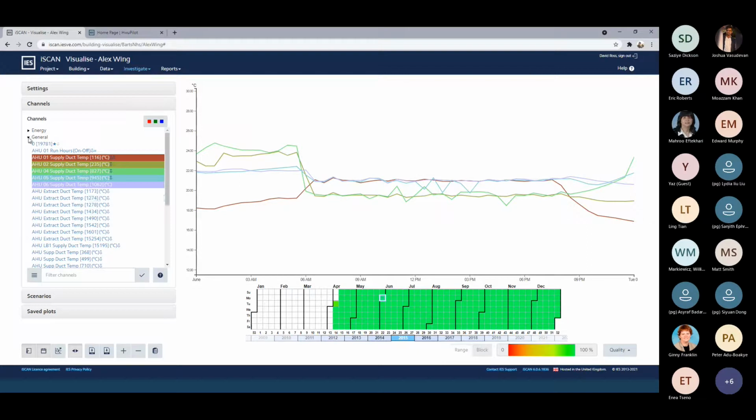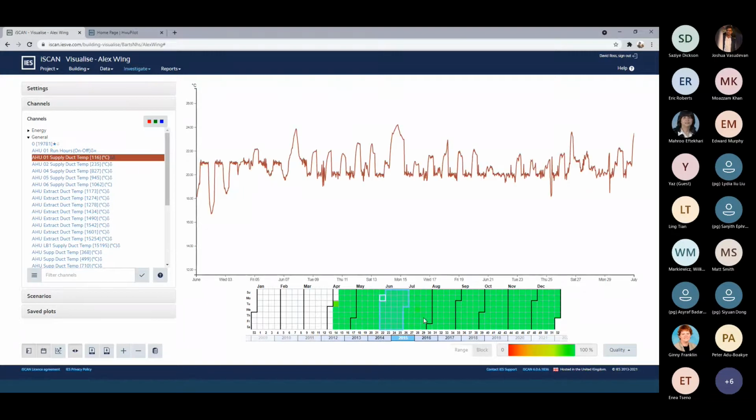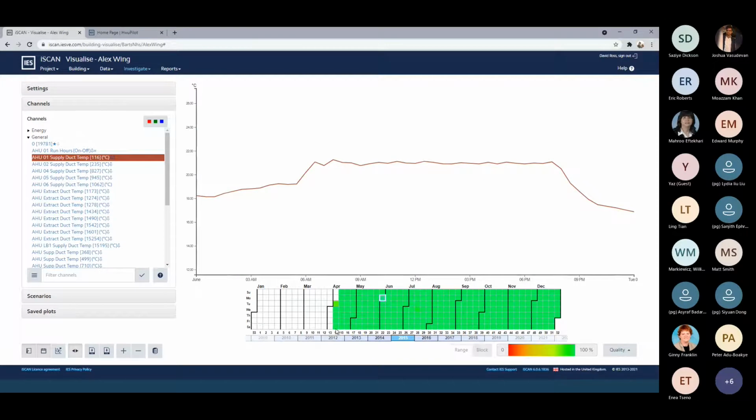You can organize it, and then you can start to visualize it on screen. If I look at this example here, I have data from 2015. And this green here at the bottom shows data quality. A huge part of working with data is the quality of it. Just because you've got a BMS in your building or you've got 1,000 sensors doesn't necessarily mean you're going to have good data.